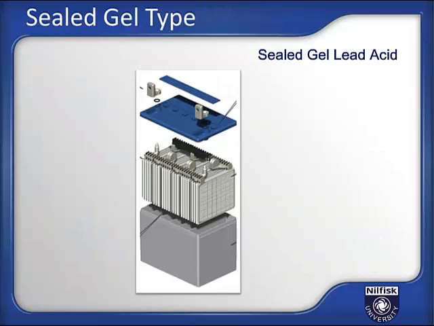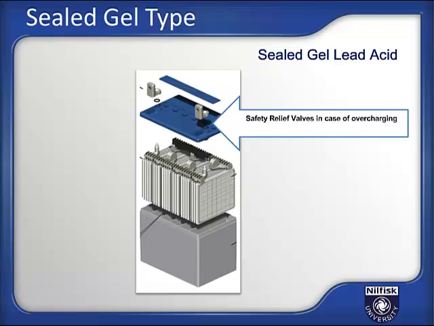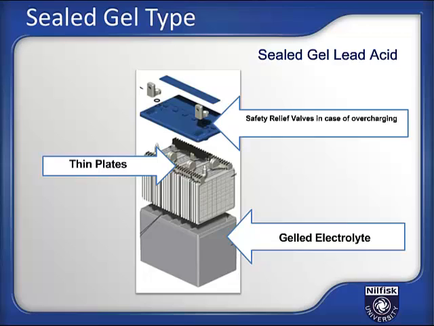So the second technology we're going to look at today is the sealed gel lead acid. And here's a couple of the construction characteristics of this product. So first off, safety relief valves in case of overcharging. This is the first of the next 4 technologies that we're going to cover that fit into the maintenance-free or sealed valve-regulated lead acid category. In a gel lead acid product, typically a thinner plate is used. The major difference in a sealed gel lead acid battery is that the electrolyte has been gelled, and this is where the product gets its name.